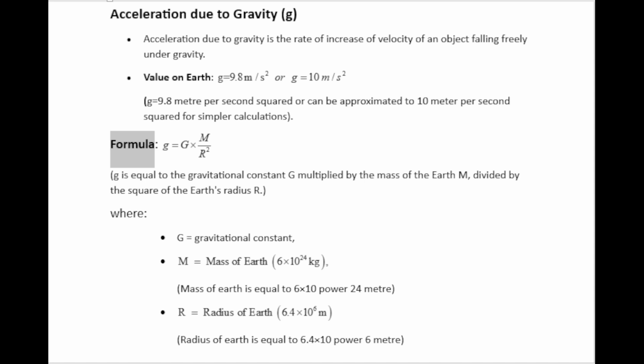Formula: g is equal to the gravitational constant G multiplied by the mass of the Earth M, divided by the square of the Earth's radius R, where G is equal to gravitational constant. Mass of Earth is equal to 6 times 10 power 24 kg. Radius of Earth is equal to 6.4 times 10 power 6 meter.